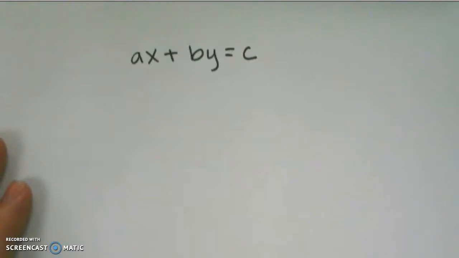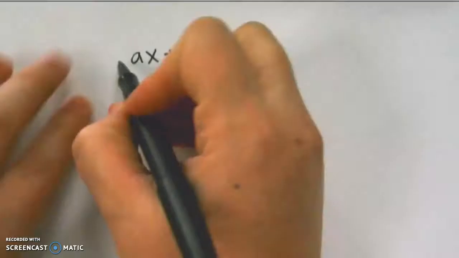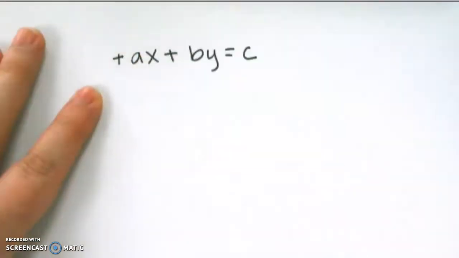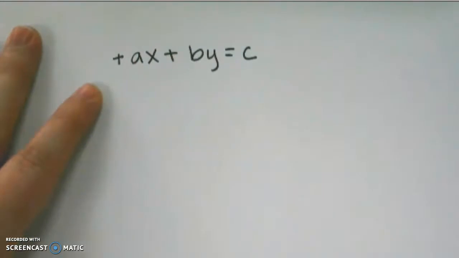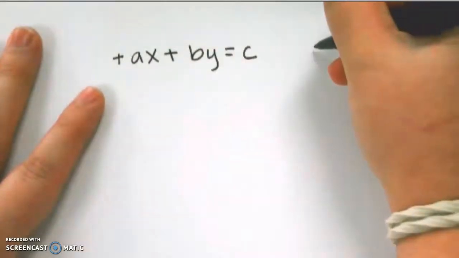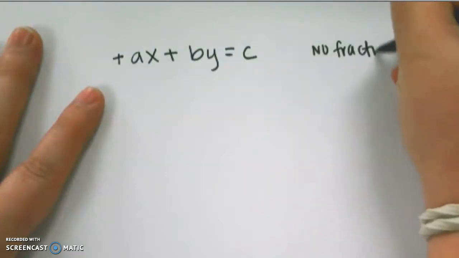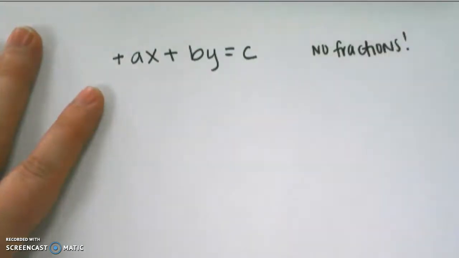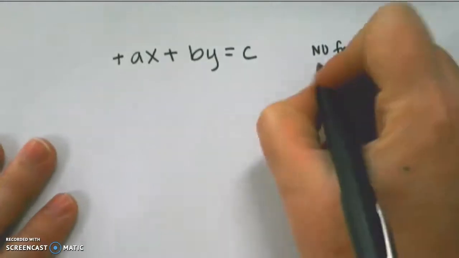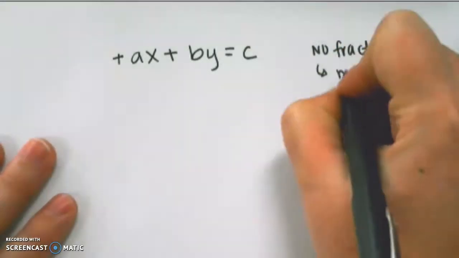The x comes first, and then the b that's in front of the y, and then the c term, the constant, is by itself. And our leading number of x has to be positive, which means if it's not, we have to go through and change all of the signs, and there can be no fractions. So if there is a fraction, we're going to have to multiply by the denominator.